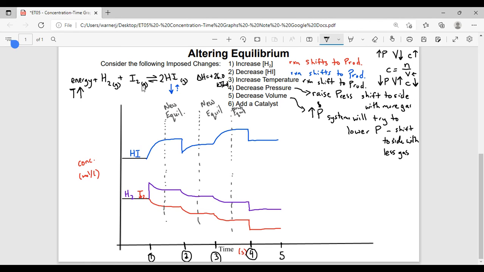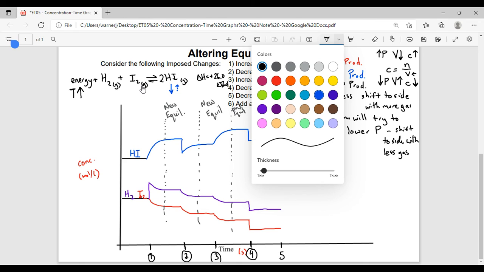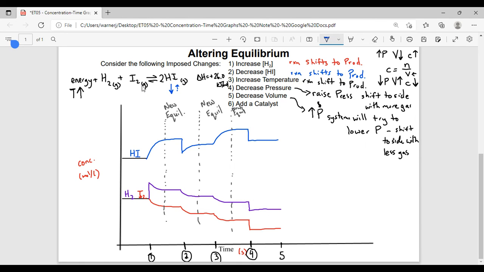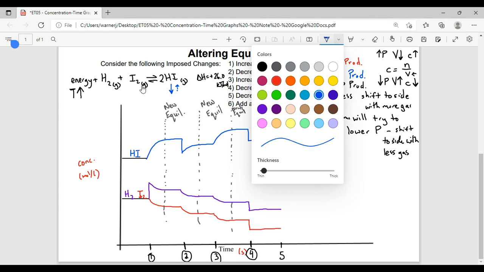All right, so if it tries to shift to the side with less gas, in this case, we don't see that happen because both sides have the same amount of gas. But remember, we got to go back to this initial thing. If the pressure changes because of volume, there's going to be a concentration change as well. So when we decrease the volume, that's going to cause all concentrations to rise. So what we will see with this is an increase by whatever amount in our concentrations initially.